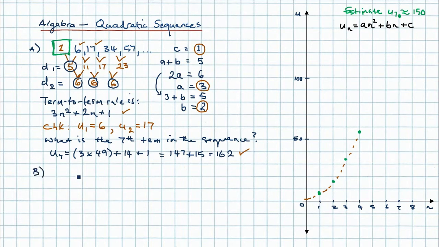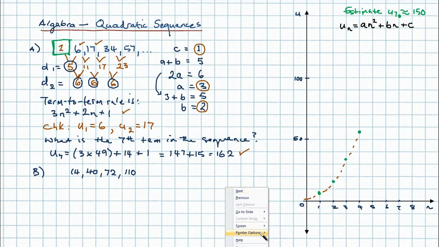So here's the sequence that we're given: 14, 40, let's say, 72, and this time 110. Okay, so slightly larger numbers, but everything should work out just the same.